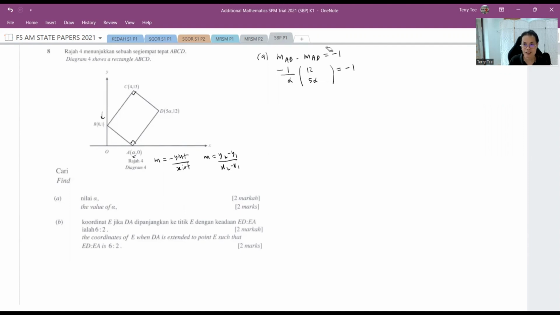Sorry, I wrote wrongly. This is 12 minus 0 over 5 alpha minus alpha. Okay, sorry, it's nothing wrong. So what we have here is, we can cancel negative, negative. So this is 12, this is 4 alpha. 5 alpha times -1 is 4 alpha. 4 alpha times another alpha is 4 alpha squared. This is 1. So alpha squared.